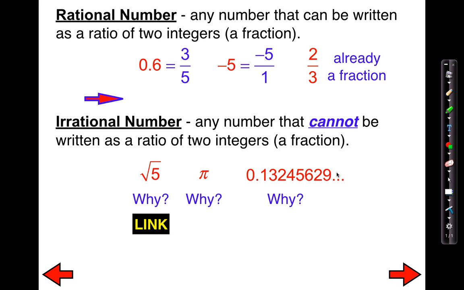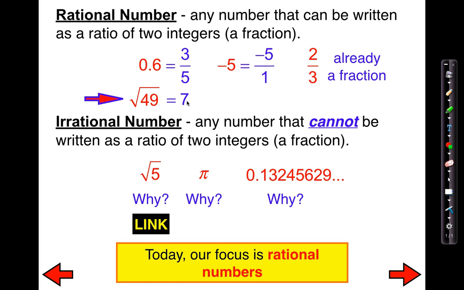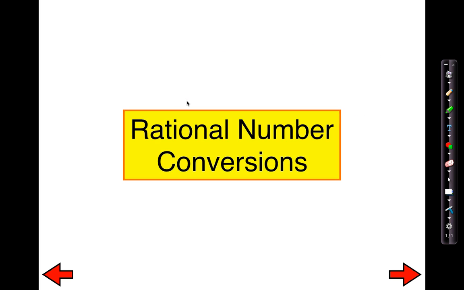Okay, so real quick, please don't think that the square root of any number will be irrational, because the square root of 49 is 7, and that would be rational. Why? Because I can express 7 as a fraction. I just put 7/1. So remember, by definition, a number is rational if you can write it as a fraction, and a number is irrational if you cannot write it as a fraction. So today our focus is going to be more on rational numbers. So let's first start with conversions.